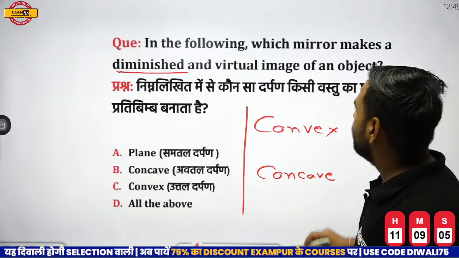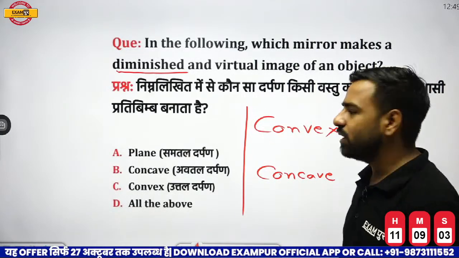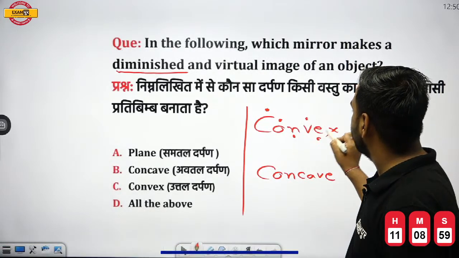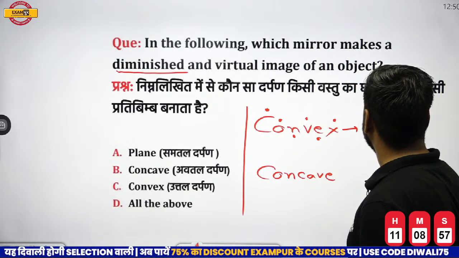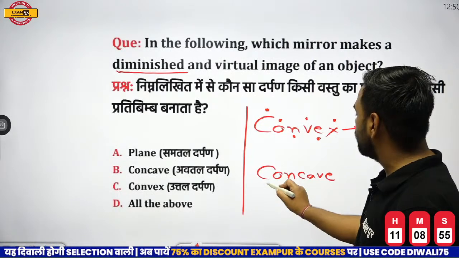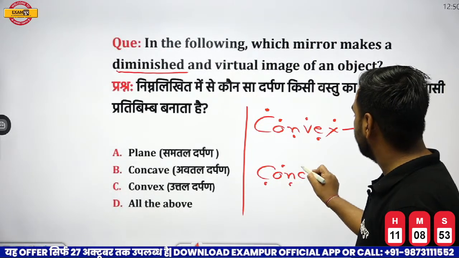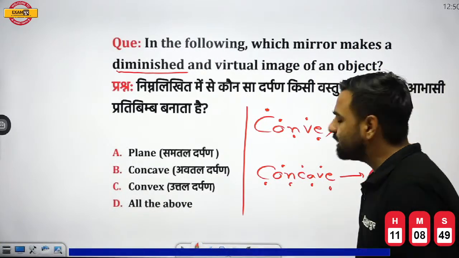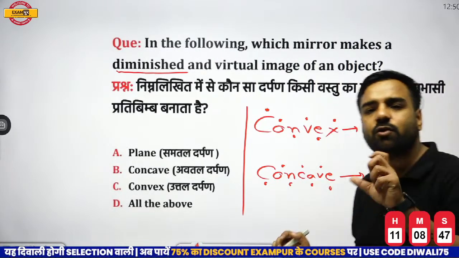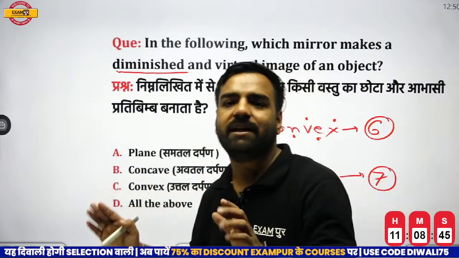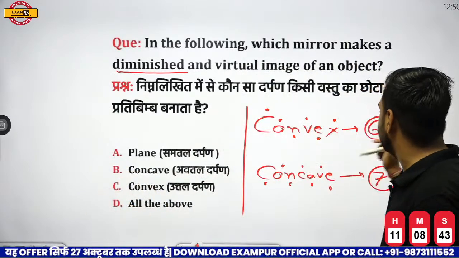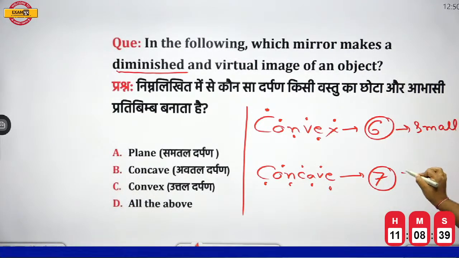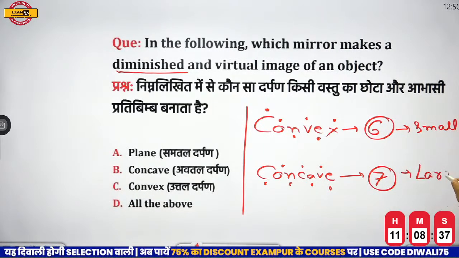Okay. See, we are talking about the diminished, right? So here 1, 2, 3, 4, 5, 6. We have 6 letters here in convex. If I talk about concave, 1, 2, 3, 4, 5, 6, 7. 7 letters here. So please remember, this is the trick with which you will be able to give the correct answer in the main examination. Less number of letters, small image. More number of letters, large image.